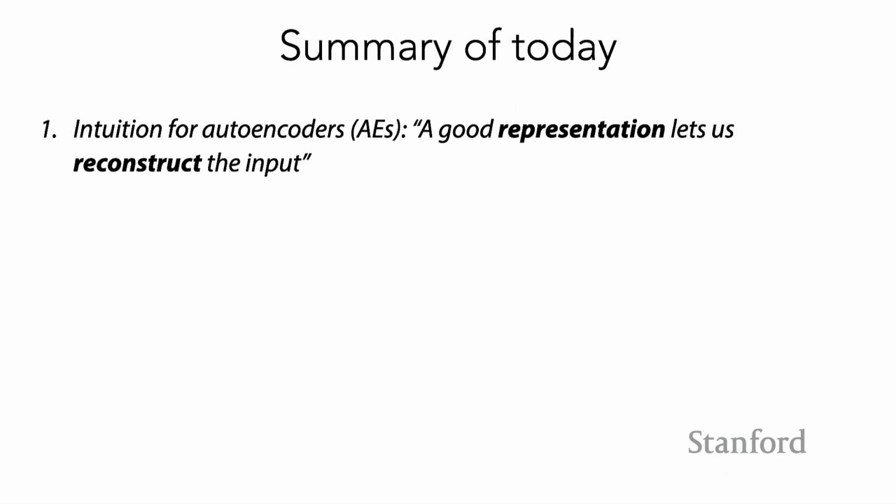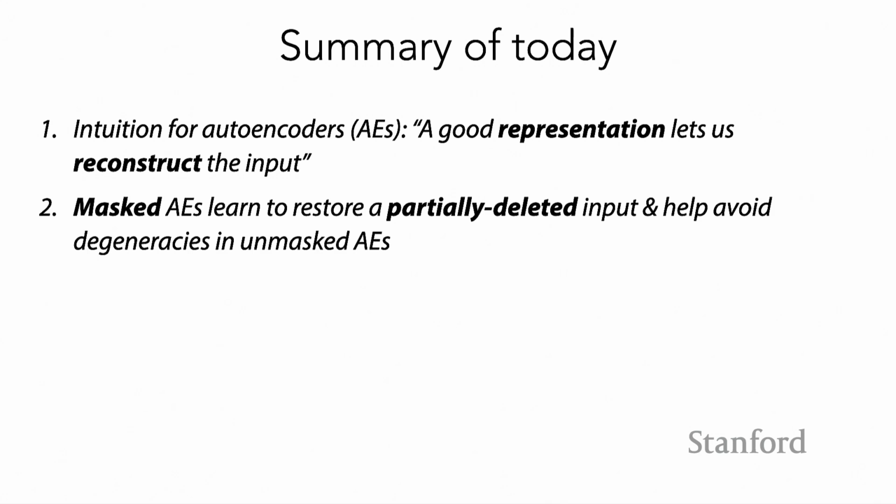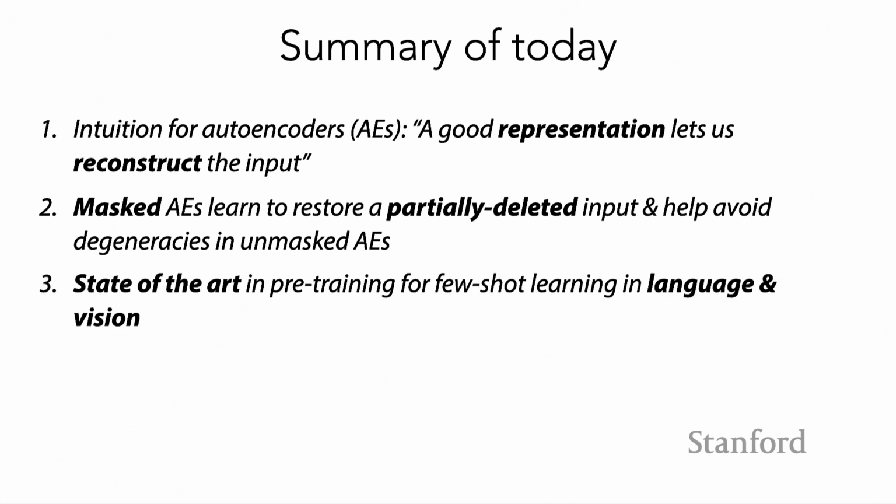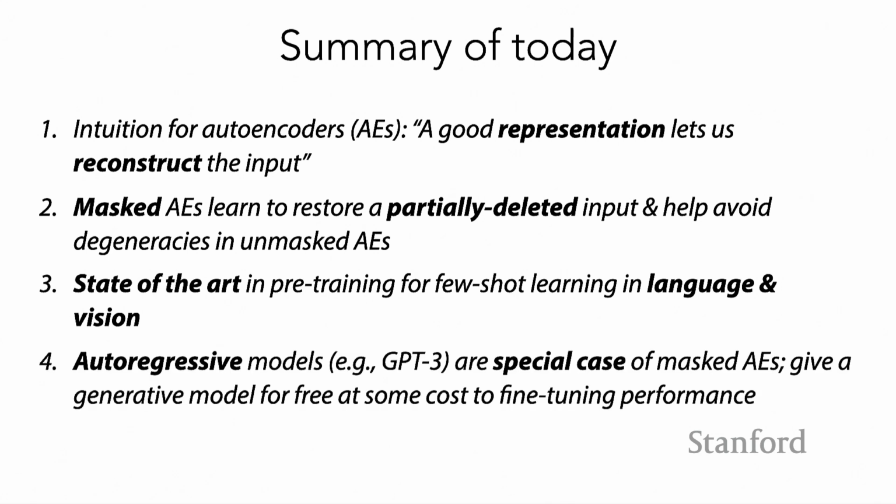Okay, so just to summarize today, we talked about the main intuition for autoencoders, which is that a good representation is one that lets us reconstruct the input. And we talked about masked autoencoders, which are a modification of this basic autoencoder that restores a partially deleted input. And this helps avoid some of the degeneracies of unmasked autoencoders. These masked autoencoders are state-of-the-art in pre-training in few-shot learning for both vision and language. And we saw autoregressive models, which are really a special case of masked autoencoders.